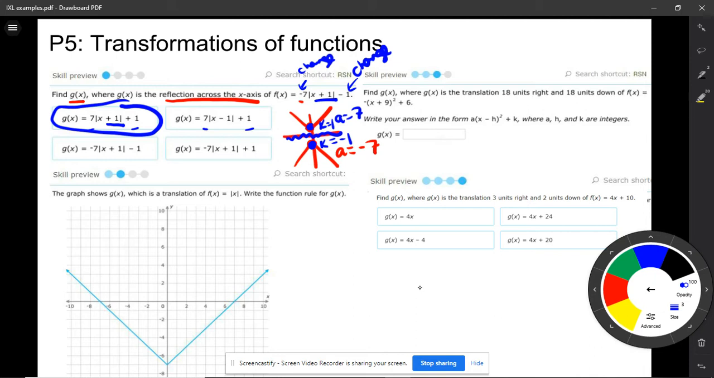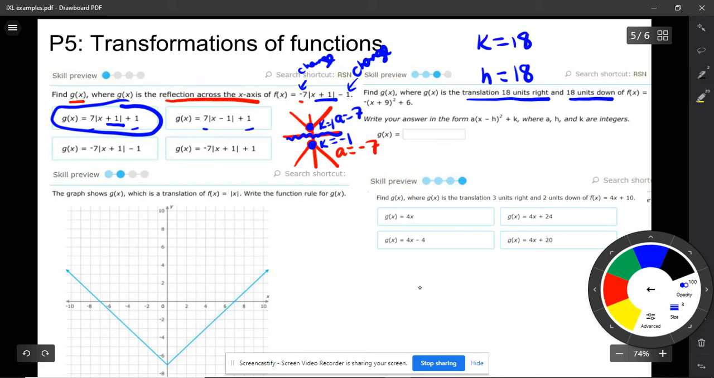When we are looking at it without a multiple choice question, we have to figure out what we're going to be doing here. Looking at this second example here, it says we have a translation that's 18 units to the right. So we're going right. So h is going to be going right 18. And we're going 18 units down. So k is also 18, +18. We are looking at this function right here. We have negative x plus 9 squared plus 6.